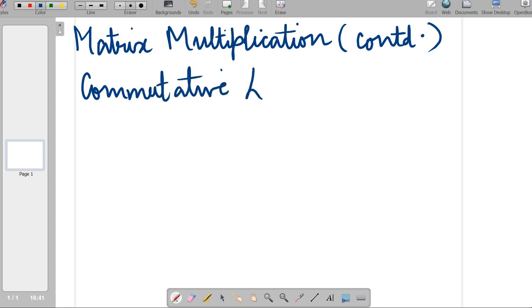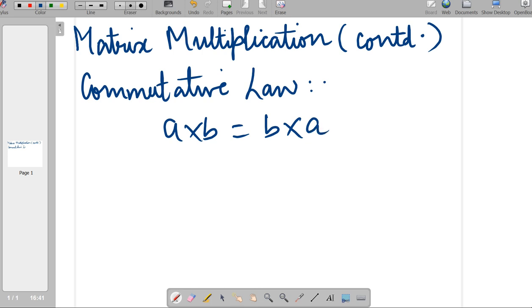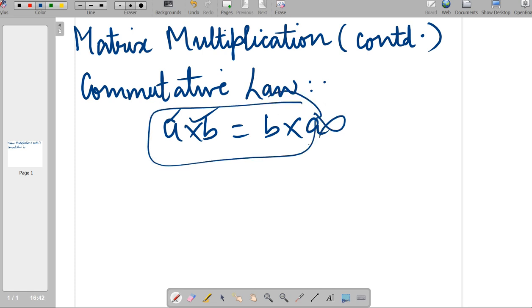That was the commutative law. As in the case of linear algebra, I already told you that if you multiply any two numbers, it will give you the same result as the previous one. If you multiply a by b, you will get the same result as when you multiply b by a. Means the order does not have any effect on the product obtained. But this is not the case in matrices. This is not followed in the case of matrices.